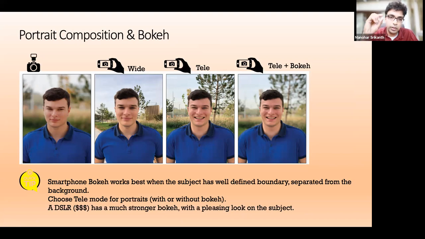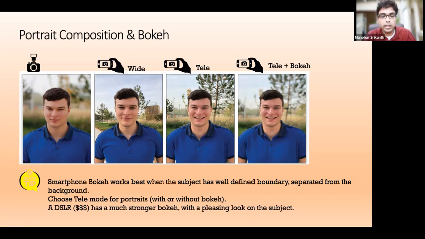But obviously, because of the physics, because the lens is so tiny, you cannot get that. But they try to do it in an artificial way. So when you use that feature, and maybe a lot of you are already using it, one thing to keep in mind is that if you take a very wide angle picture, there are multiple lenses in your smartphone, let's say.